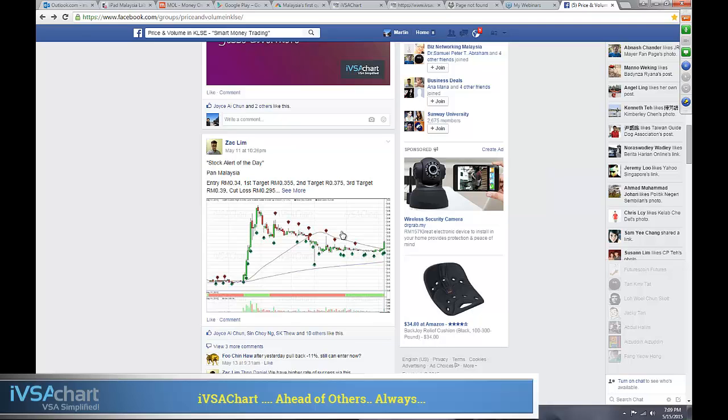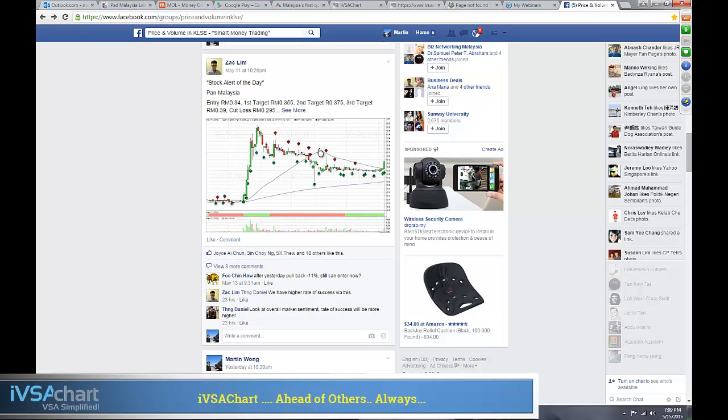This is one of the trades, Pan Malaysia. Look at the setup here at 35.5 cents. I'm not too sure whether it's moved. I think it gaps up a bit lower.